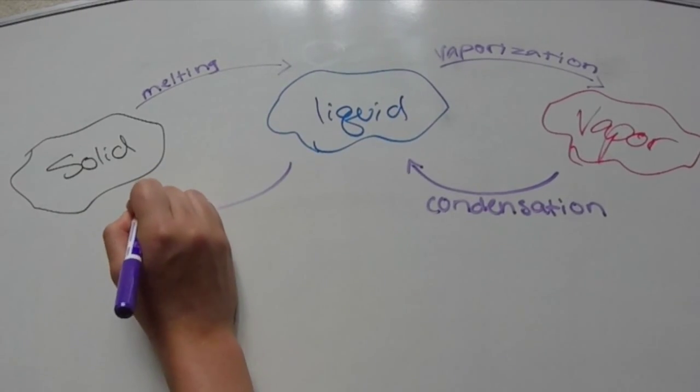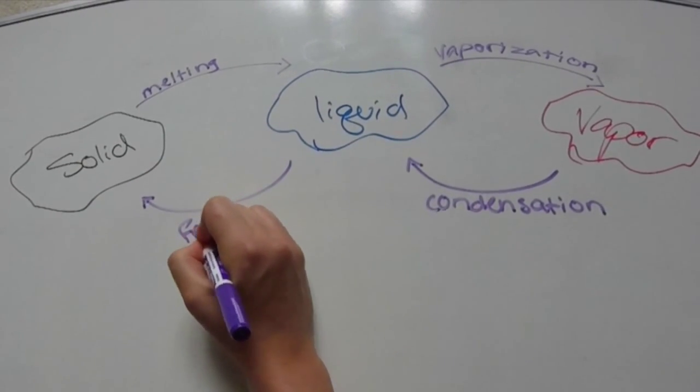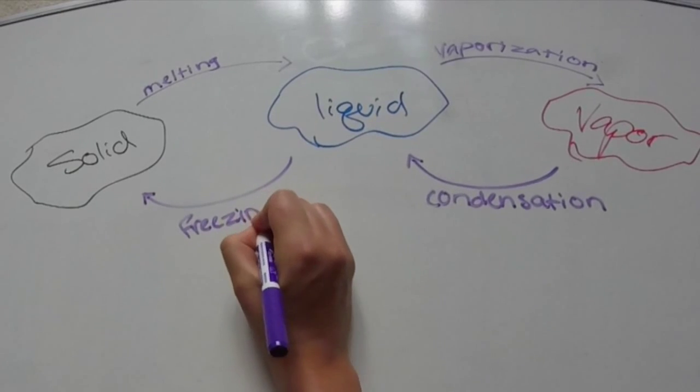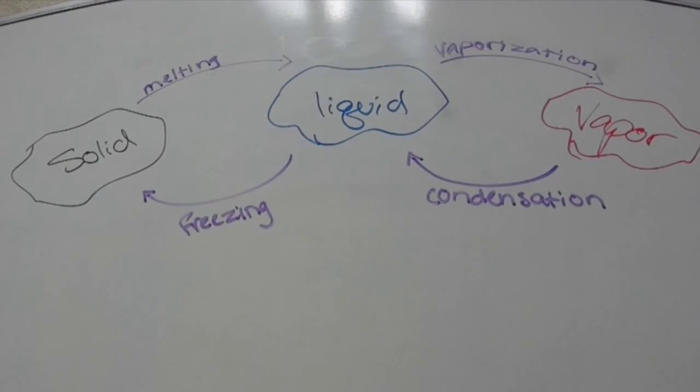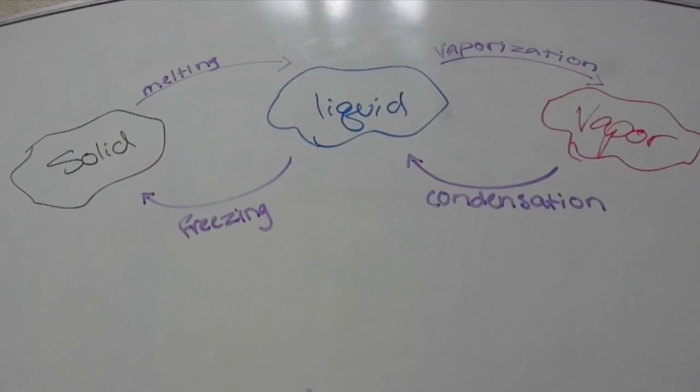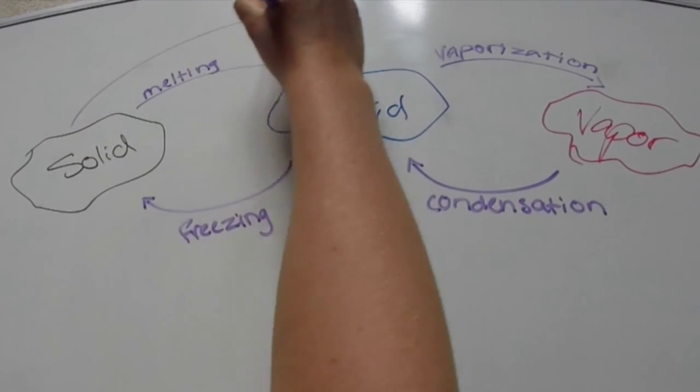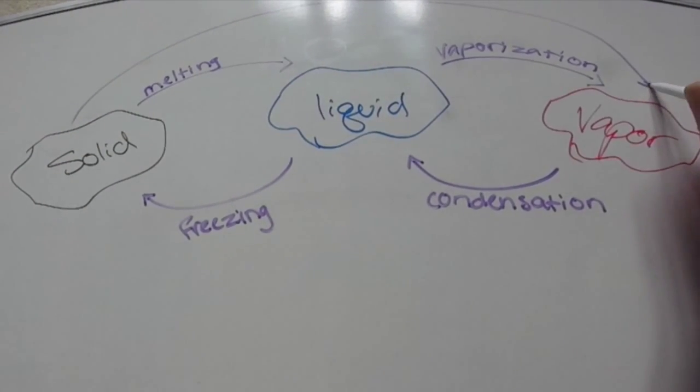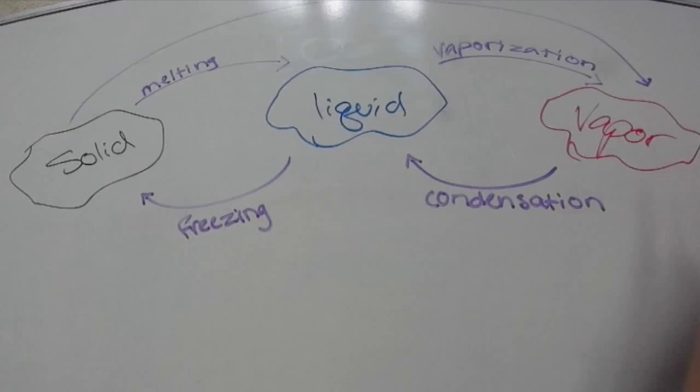Now, liquid to solid, that's known as freezing. That's when you put water in an ice tray and you cool it down and it becomes solid. There's one last transition, and that is solid straight to vapor, bypassing the liquid phase, and that is known as sublimation. These transitions from phase to phase require a lot of energy.